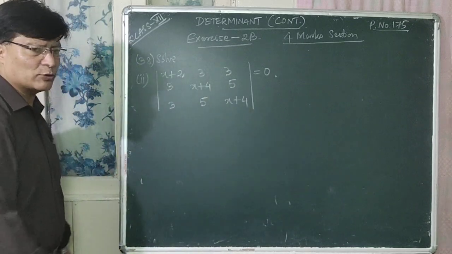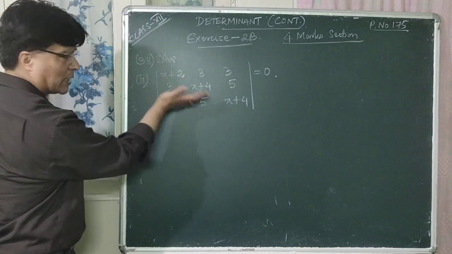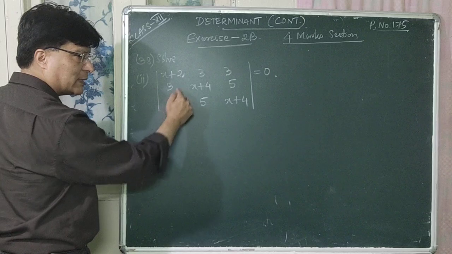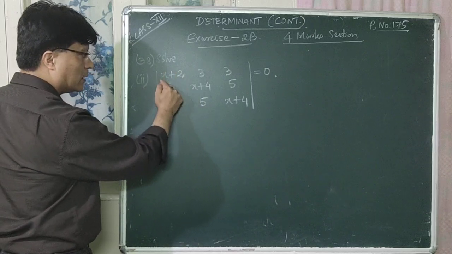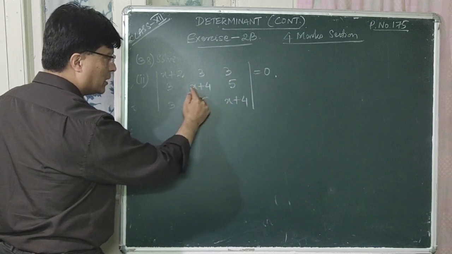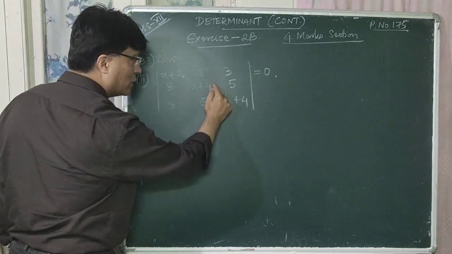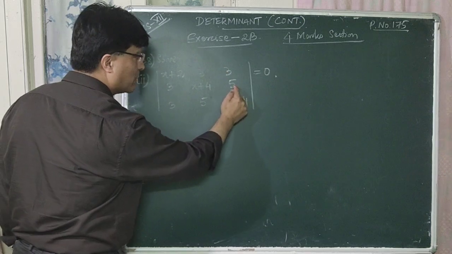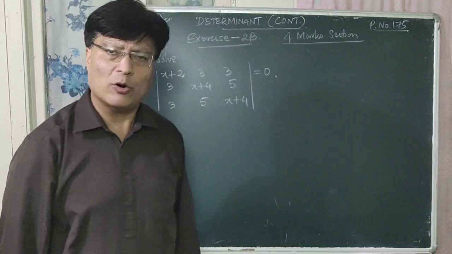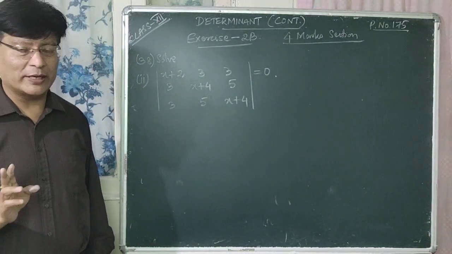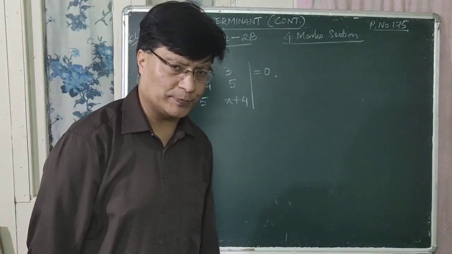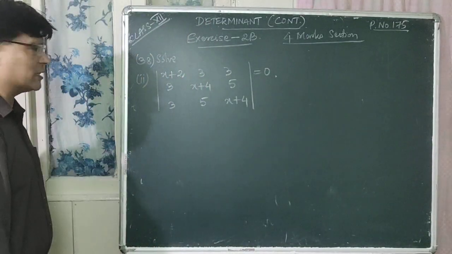Let's see R1 plus R2 plus R3. If you add all these terms in the first column, what do we get? x plus 8. If you add the second column, x plus 12. If you add the third column, what do we get? x plus 12. Are we getting any common factor out here again? No, we are not getting any common. So don't use R1 plus R2 plus R3 also. So let us use another method.